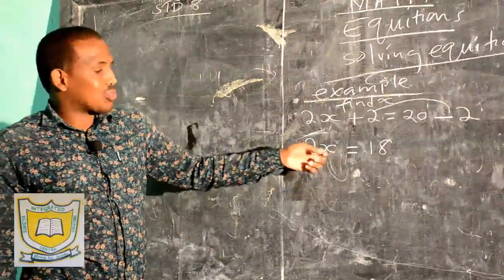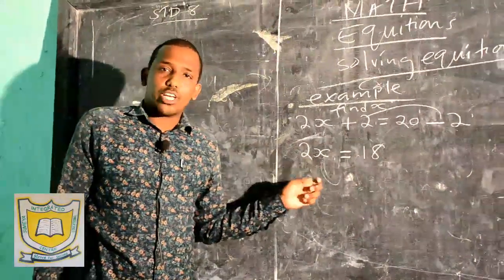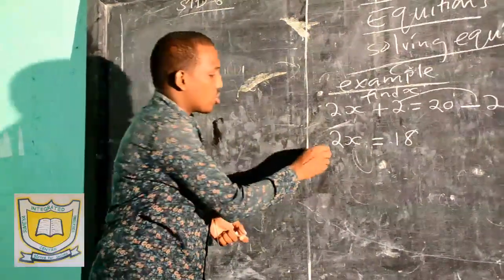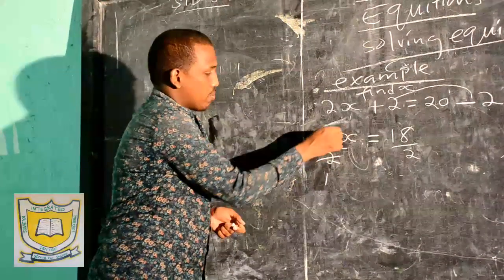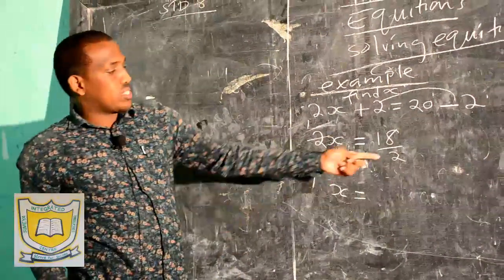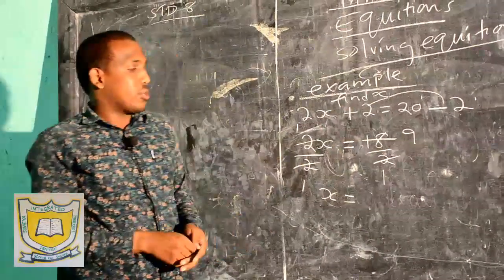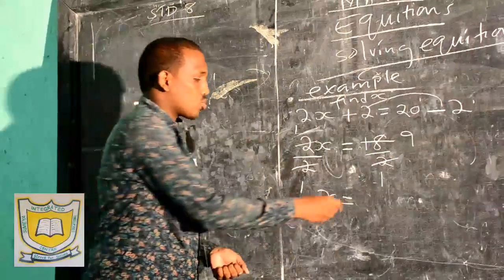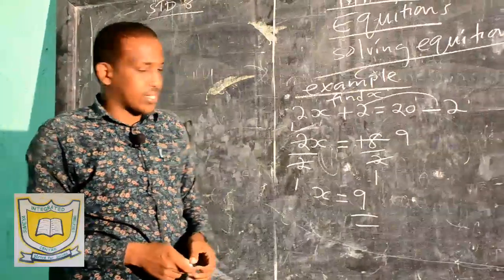Now they told us to find x. How do we get x? There's a number here. For us to get the value of x, what we do is we divide both sides by 2. We divide both sides by 2, so we say over 2, over 2. So 2 divided by 2 is 1, 2 divided by 2 is 1. Here remains x equal to, then we simplify this one. 18 divided by 2 is 9. How many 2's are in 18? 2 goes into 18 how many times? 9 times. So x is equal to 9. So that is how we get the value of x.